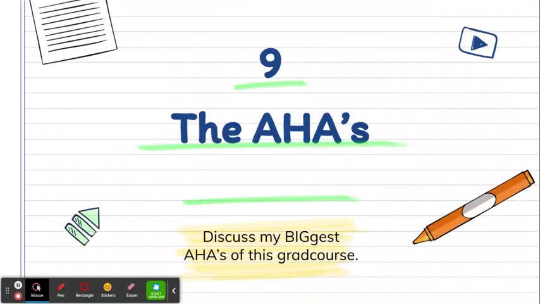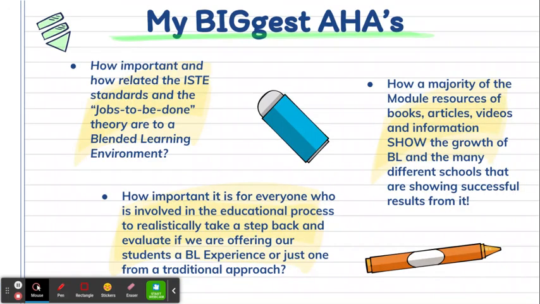Last, the ahas. Basically, I had three that come to mind. I'm sure there's more, but that's what I came up with. The first one is how important and how related the ISTE standards are in conjunction with the jobs to be done theory of blended learning. I thought they really fit well with one another, and that was something I really related to. Next one, how a majority of the module resources in the books and all the things that we were going through in this grad course showed the growth of blended learning and the many schools that are having successful programs and results from it.